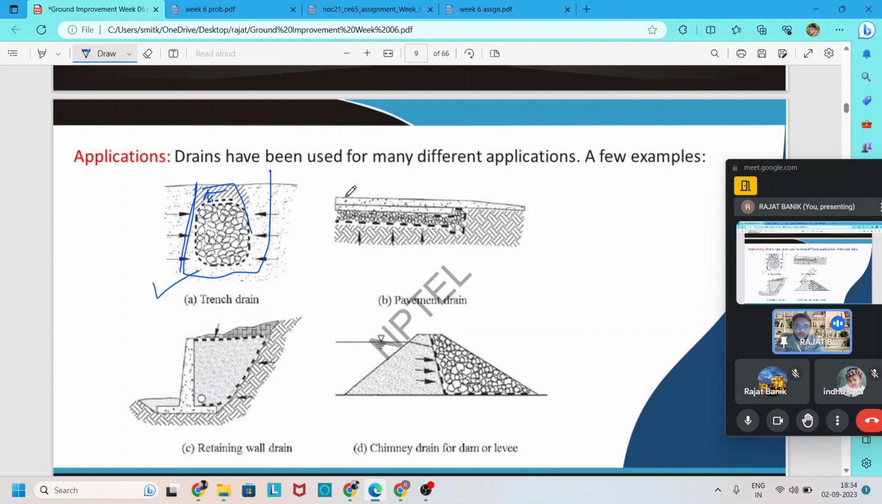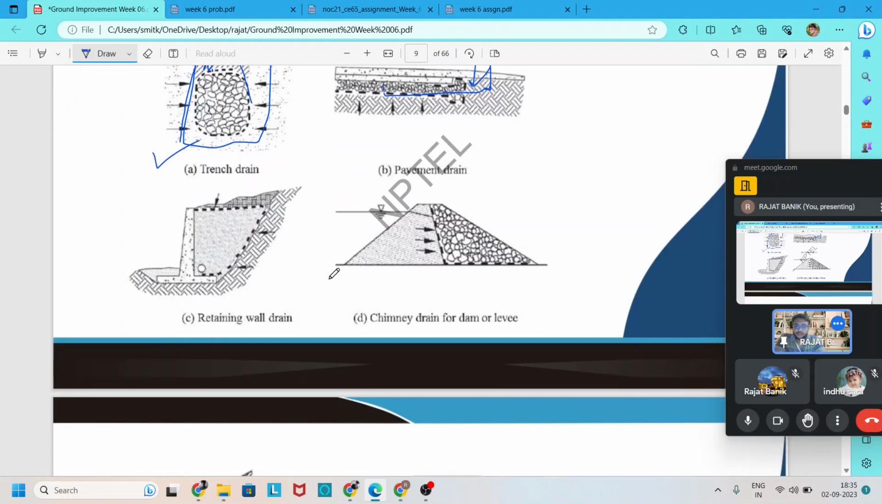In pavement drain, the same kind of layer is incorporated below the pavement to collect the water from the surface like that. By this arrangement, water can easily be removed from the pavement surface.